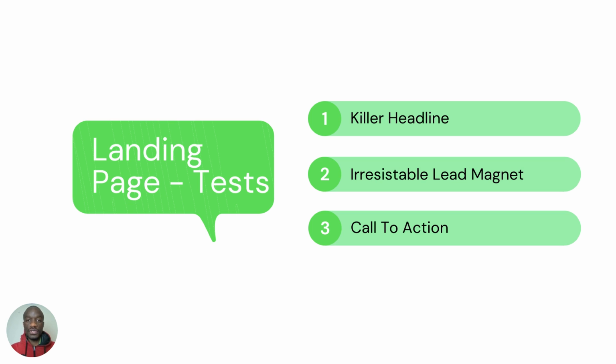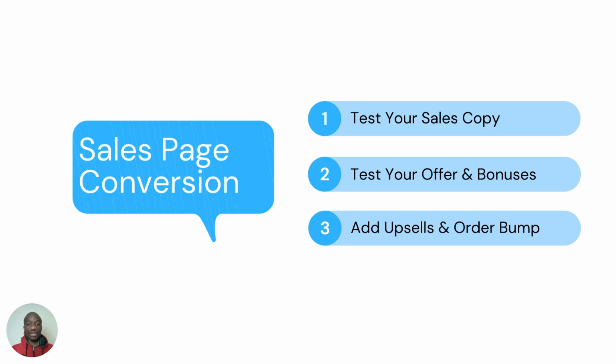You need to create an irresistible lead magnet. This is going to be very important because the more opt-ins you get, the more customers you're going to get. And that means when the conversions are breaking down, you still have a lot of customers who will make a purchase. And the next thing is the call to action. Your call to action is really important, so you need to split test that.